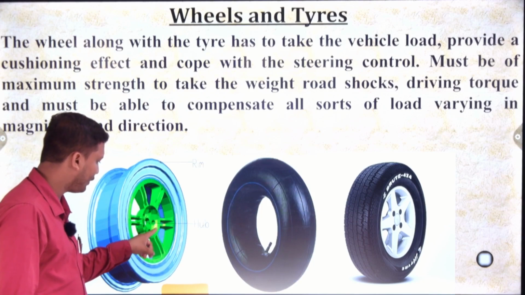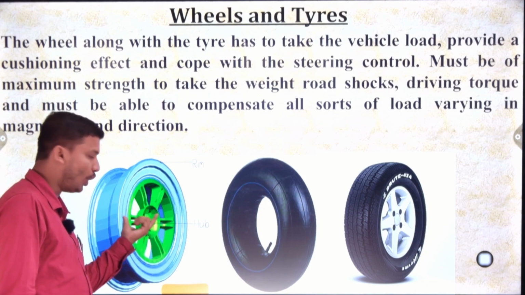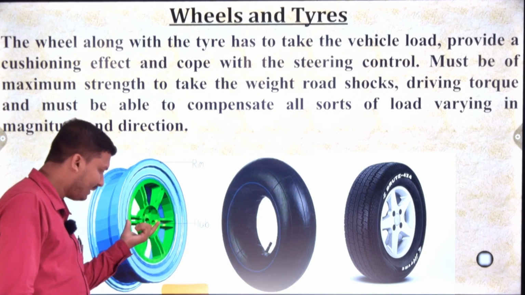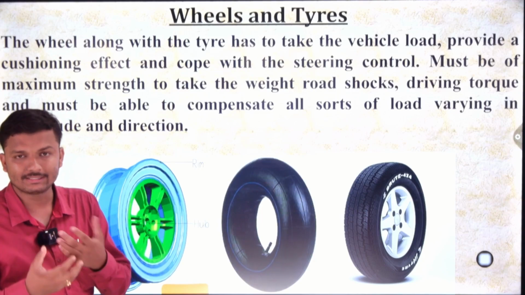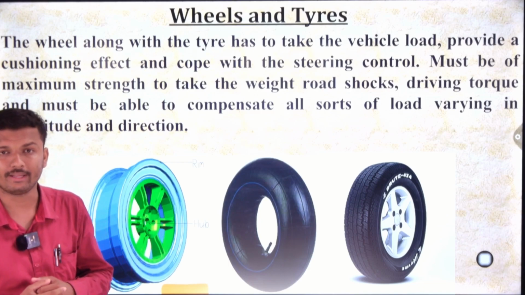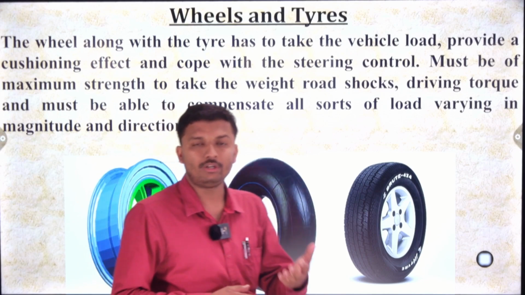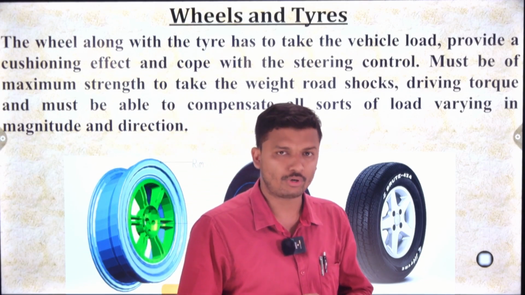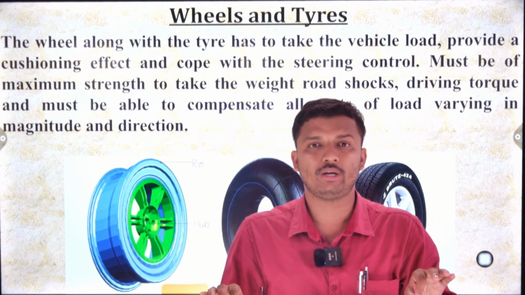Okay, the center part is the hub, the complete part is the rim. This green part is the hub part. Okay, the hub part gets connected with the axle of the vehicle, that is the rear axle. Rear axle means the wheel is connected to the rear part of the vehicle, and if the wheel is connected to the front part of the vehicle, it is the front wheel of the front vehicle. Okay, the axle means what?